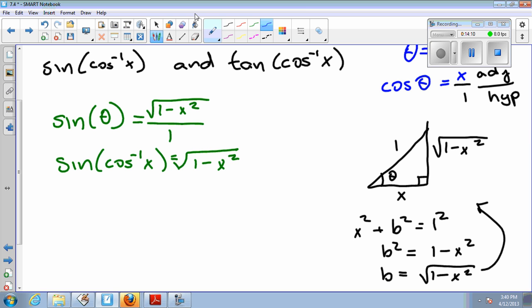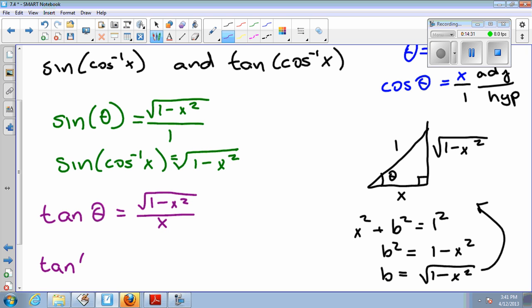Let's move on to tangent. Now we're looking at tangent theta, and tangent is opposite over adjacent. So opposite is root 1 minus x squared. Adjacent is x. We cannot simplify anything, don't need to rationalize anything. So our tangent of inverse cosine of x is root 1 minus x squared over x.